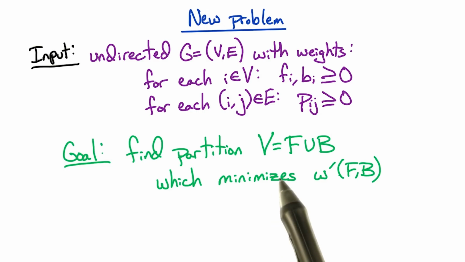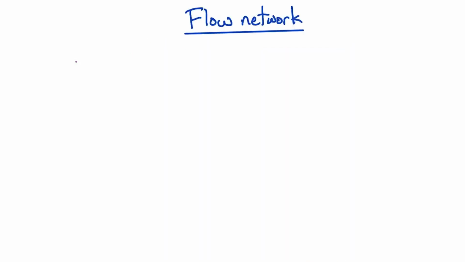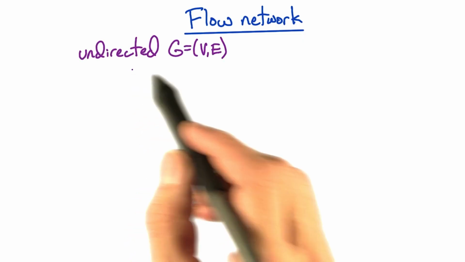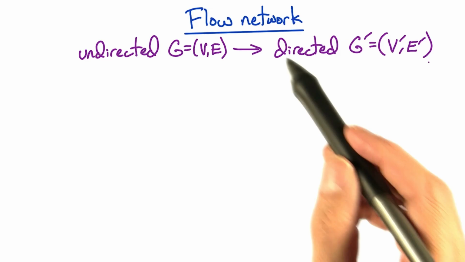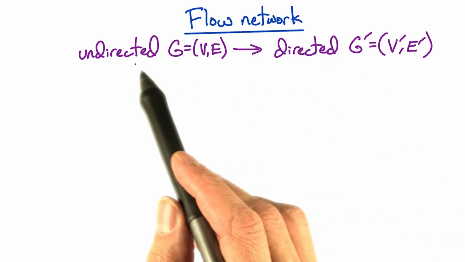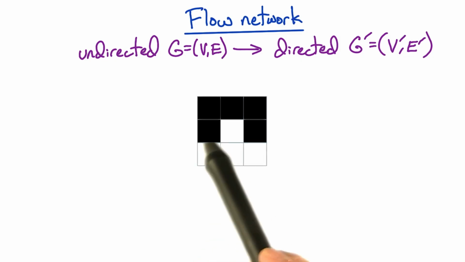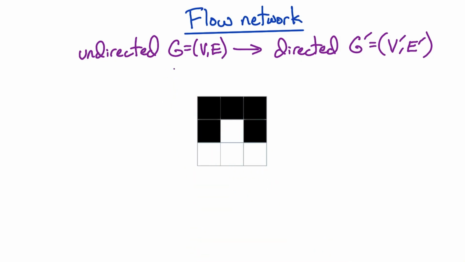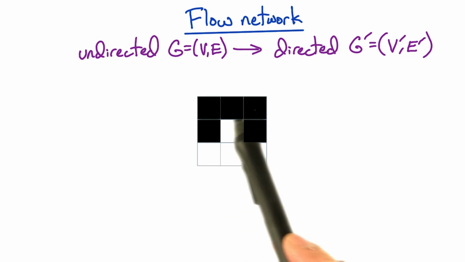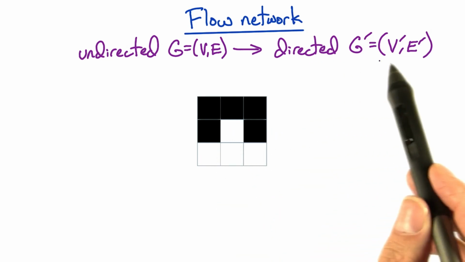Now let's see how to reduce this to the max flow problem. To convert this new image segmentation problem into a max flow problem, we have to define the flow network, which is the input to our max flow problem. Now the input to the image segmentation problem is an undirected graph. A flow network is a directed graph, so we have to take this undirected graph and define a directed graph G prime. Here's our example input to the image segmentation problem. This corresponds to a natural undirected graph. What is the corresponding directed graph?